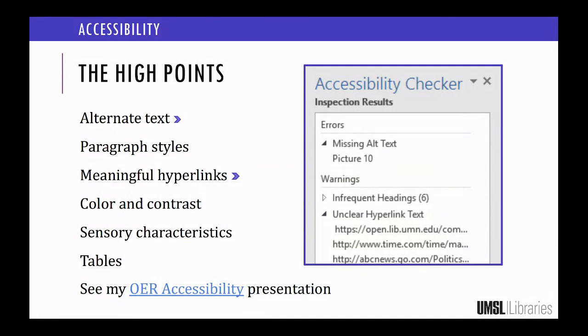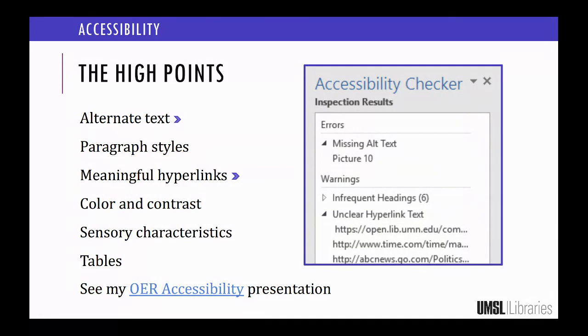Sensory characteristics. That means don't rely on spatial relationships, size, position, or color to describe elements or advise users on how to interact with their content. Instead, use a text equivalent. So say "refer to figure 3.2" instead of "the figure below."